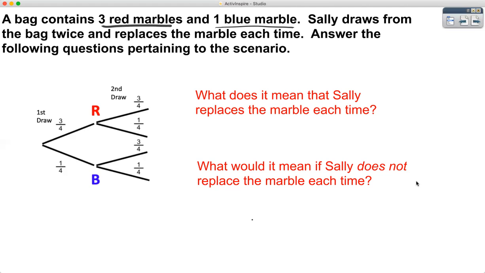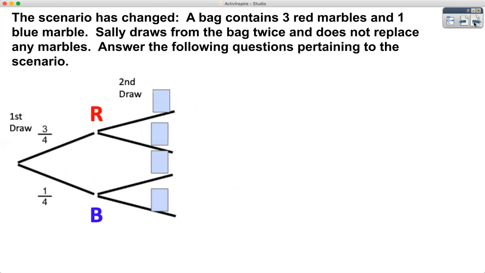Okay, now keep that second question in the back of your mind because we're going to be looking at this for our next scenario. So here goes. The scenario has changed. A bag contains 3 red marbles and 1 blue marble. Sally draws from the bag twice and does not replace any marbles now.